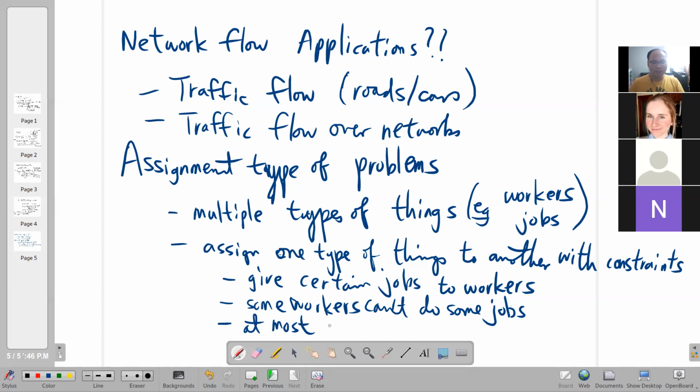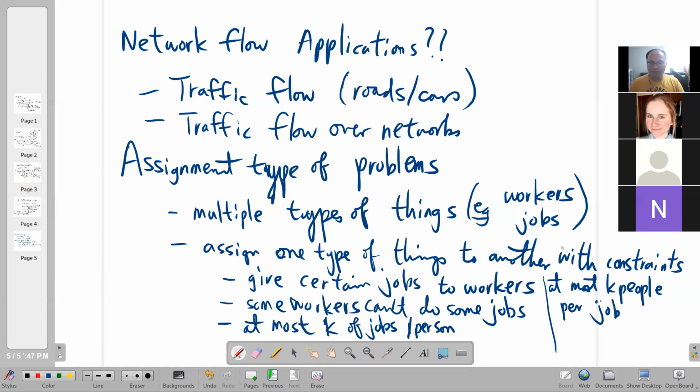There can also be other constraints, like maybe at most some number of jobs per person. So maybe you don't want to overwork people. You want to make sure that nobody gets more than 2 jobs, or 3 jobs, maybe. Or it could be other kinds of constraints. Maybe you can have multiple people working on the same job, so you can have at most K people per job. And maybe each job is done by more than one person. So there are many different kinds of constraints, and they can all be modeled.